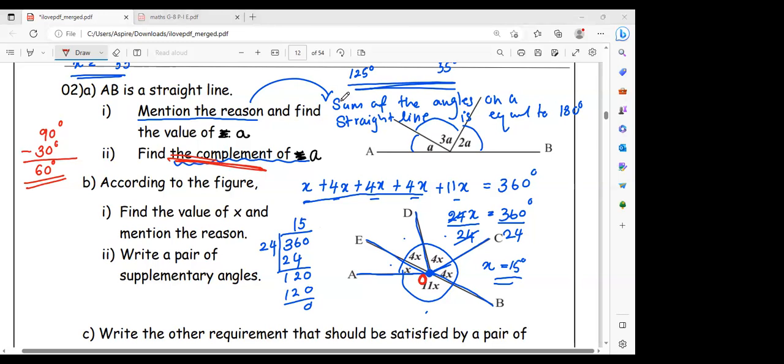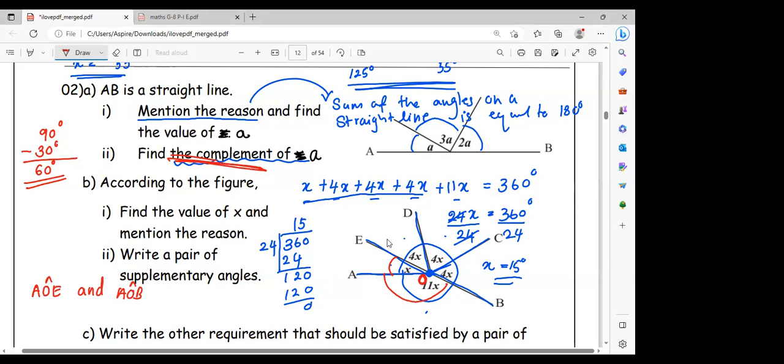AOB angle and AOE angle. Very good. It is correct, Tahami, because they lie on a straight line segment. Then we know the sum of the angles on a straight line segment equals 180. So this pair of angles lie on this straight line segment. So we can say AOE angle and AOB angle are supplementary angles.